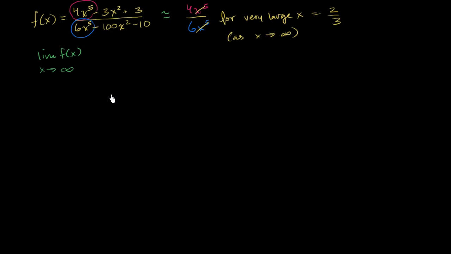So what you could say is the limit of f of x as x approaches infinity, as x gets larger and larger and larger, all of these other terms aren't going to matter that much, and so it's going to approach 2/3. Now let's look at the graph and see if that actually makes sense. What we're actually saying is that we have a horizontal asymptote at y is equal to 2/3. So let's look at the graph.